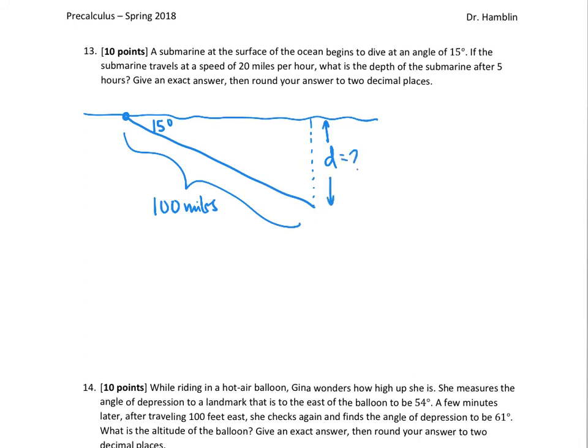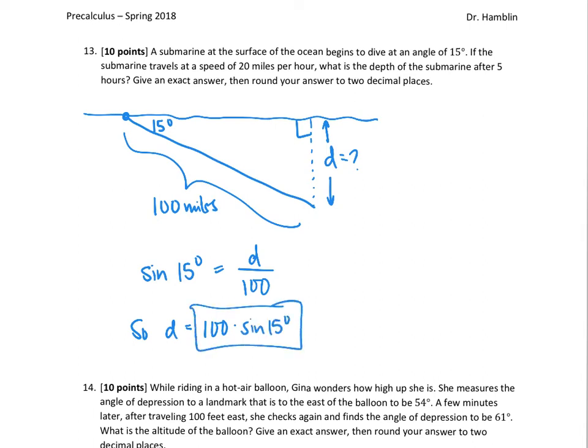So we've got a right triangle, and the two distances that we either know or are interested in are the opposite and hypotenuse sides compared to this 15-degree angle. So the trig function that is easiest to use that relates the opposite and the hypotenuse is the sine. So the sine of 15 degrees is the opposite, which is d, divided by the hypotenuse, which is 100. So that means that d is 100 times the sine of 15 degrees. That's the exact answer that we're looking for.